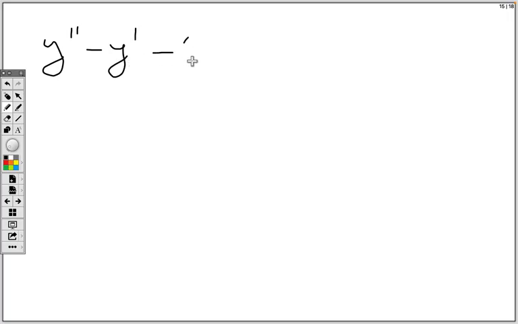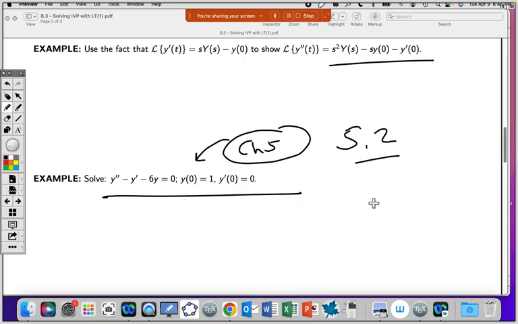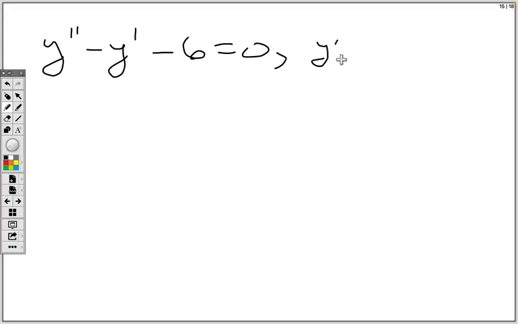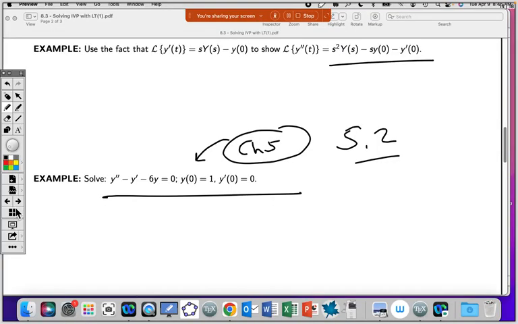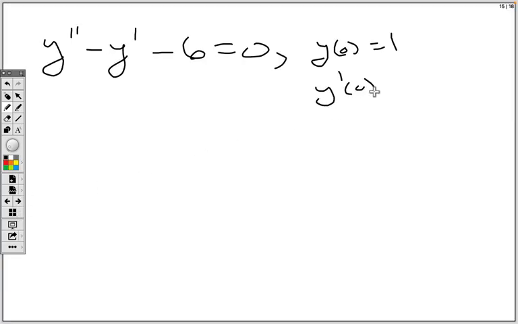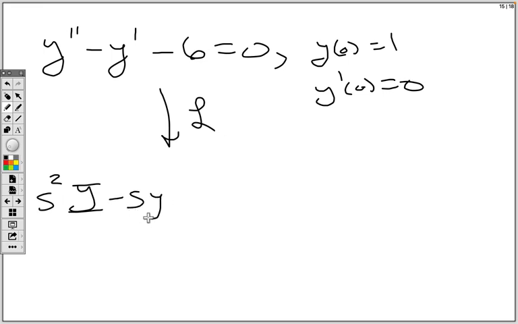Y double prime minus y prime minus 6y is 0. Y at 0 is 1. Y prime at 0 is 0. So the first step is to Laplace it over. And we remember that the Laplace is linear. So if we take the Laplace of y double prime, we're going to get s squared times the Laplace of y minus s times y at 0 minus y prime at 0.